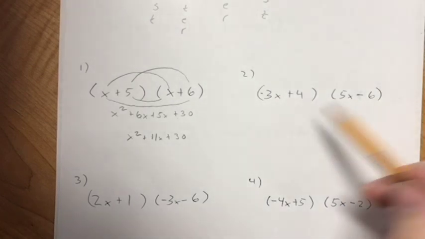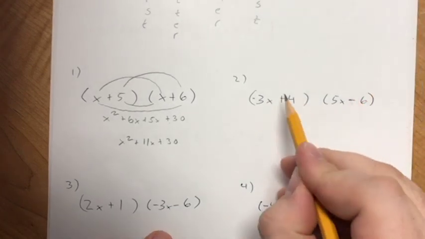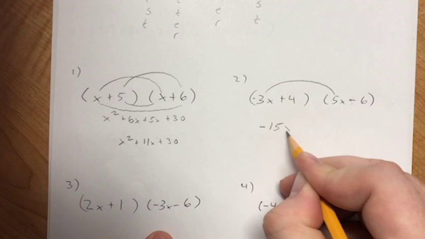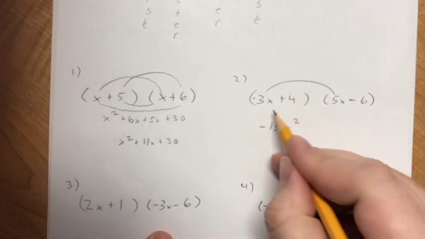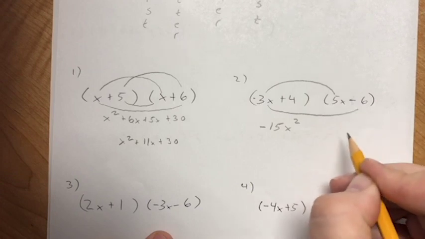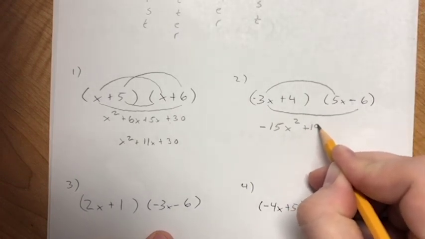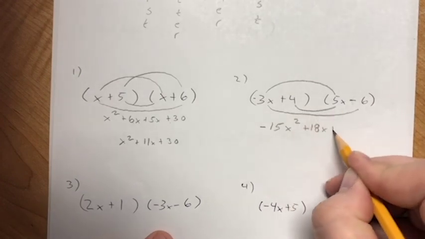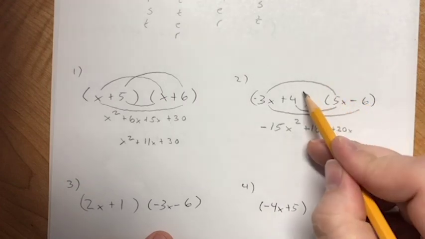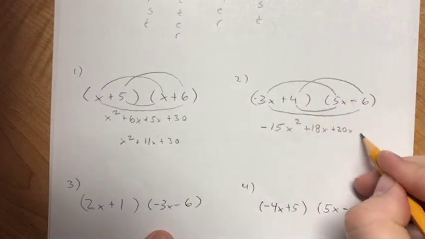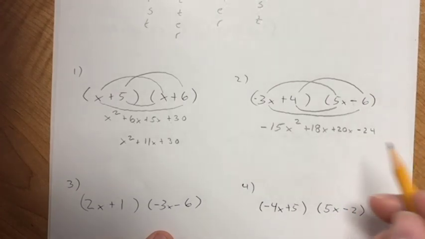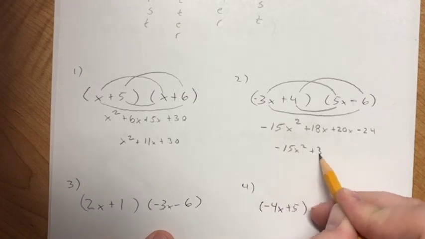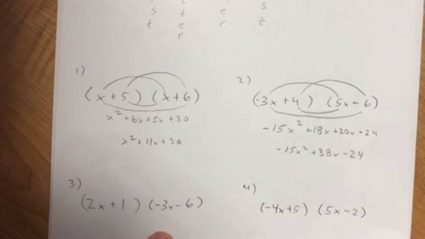All right, the next one, let's do number 2 together. I'm going to do the same thing. I'm going to multiply my first terms, and that's going to give me a negative 15x squared. I'm going to multiply my outside terms, and so a negative 3 times a negative 6 will give me a positive 18x. I'm going to multiply my inside terms. That's going to give me a plus 20x. I'm going to now multiply my last terms, and I'm going to get a minus 24. When I do this, I just combine like terms. Negative 15x squared plus 38x minus 24. I am done.